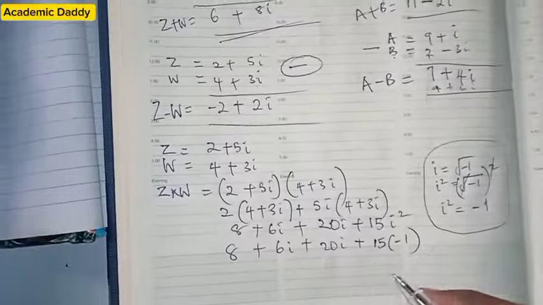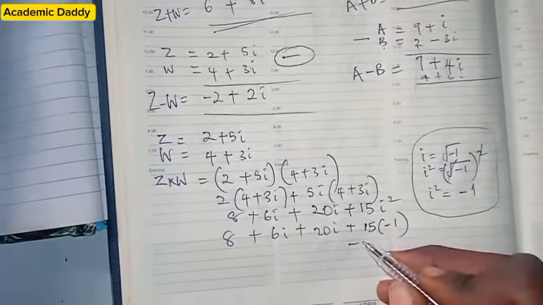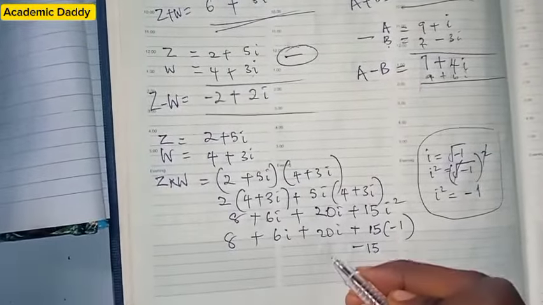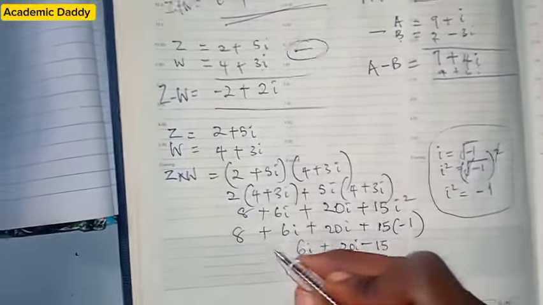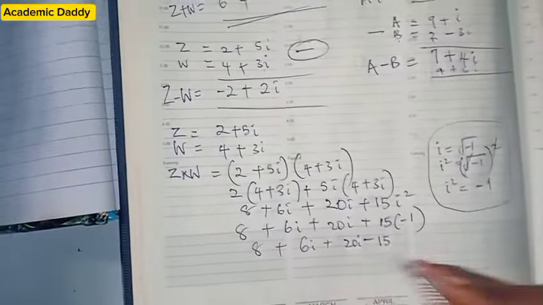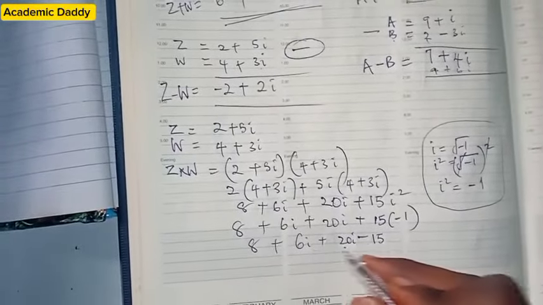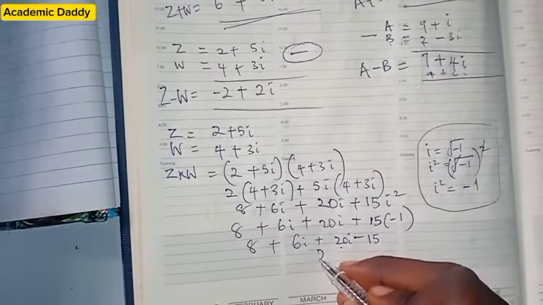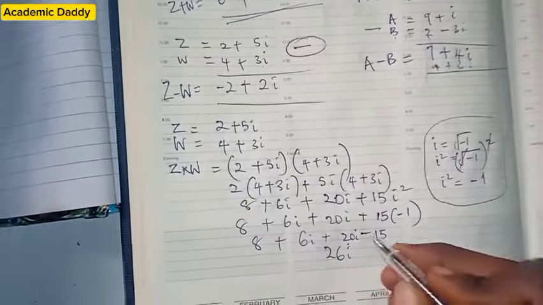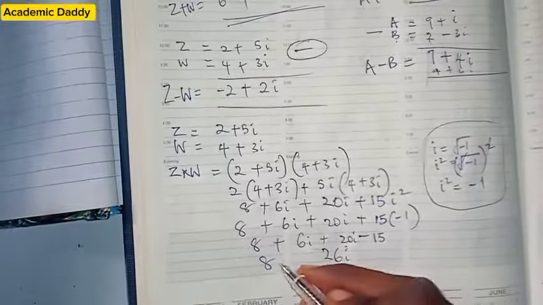So if you do the maths very well, you get that this is minus 15, then 20i plus 6i plus 8. So by the time you sum up, collecting like terms, 6i plus 20i becomes 26i, then 8 minus 15.